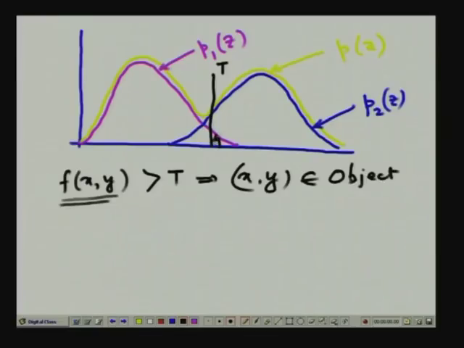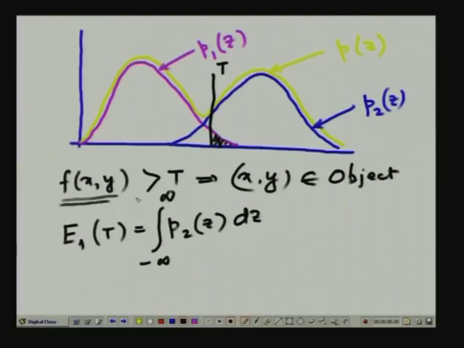The error is the area given by this probability curve for the region with intensity value greater than T. So, the probability of considering a background point as an object point leads to an error. That is, a background point may be classified as an object point. The error that you encounter in that case is given by, say, E1(T), because this error is threshold T dependent. So, write this as E1(T) is equal to the integral of P2(z) dz, taken from minus infinity to T. This is the error incorporated that an object pixel may be classified as a background pixel.